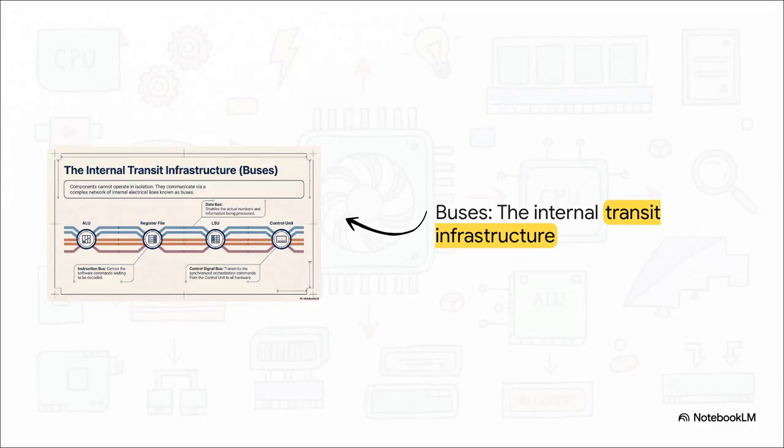Now, obviously, none of these specialized units can operate in a vacuum. They're wired together by a massive internal transit system made up of electrical highways known as buses. The data bus acts kind of like a cargo truck, shuttling the actual numbers around. The instruction bus carries the software commands waiting to be decoded, and the control signal bus transmits the precise orchestration commands to make sure all the hardware fires exactly when it's supposed to.